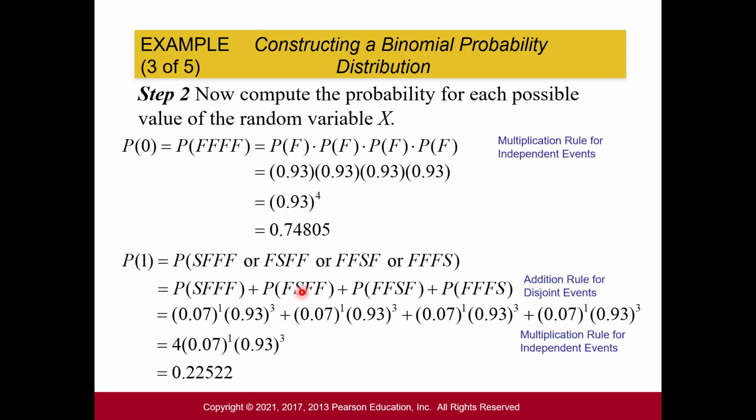So for each of these 4 outcomes here. And then just to have our notation, you don't really have to do this, but notice it's 4 of the same thing, 4 of the same term. So you could just say 4 times this product. And we do all that and we get 0.22522.